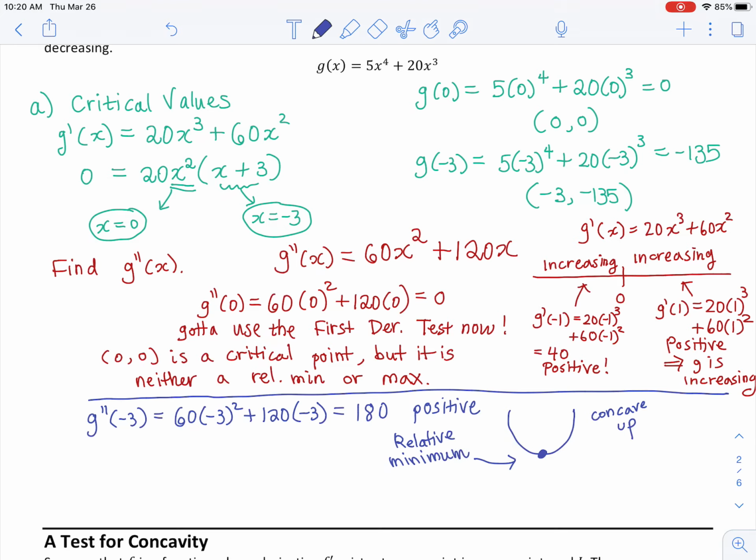Of course, I have to come back and talk more about this concavity and what does that even mean? But that's probably now going to be a third video where I use the graph and give you a definition of concave up, concave down, all that. But for right now, we are strictly just using the second derivative test. If the second derivative comes out to be a positive value, we know that it has a relative minimum at that point. So the relative minimum is at -3, -135.